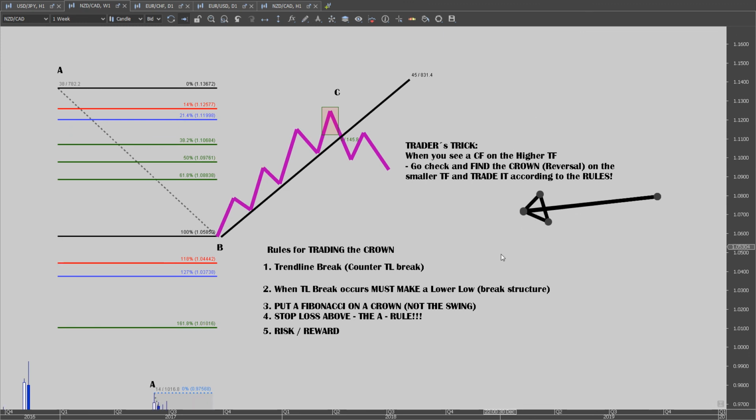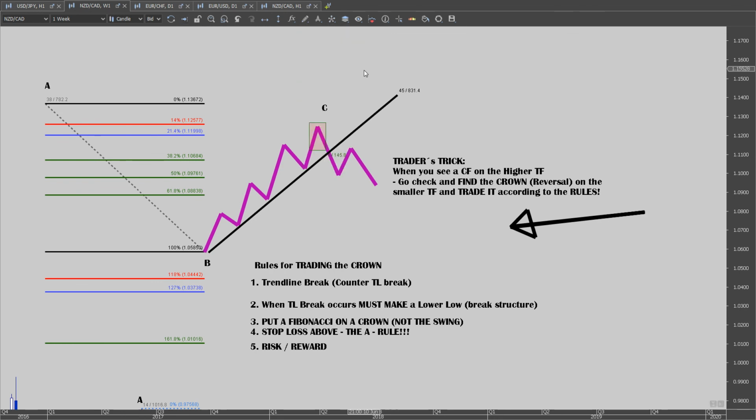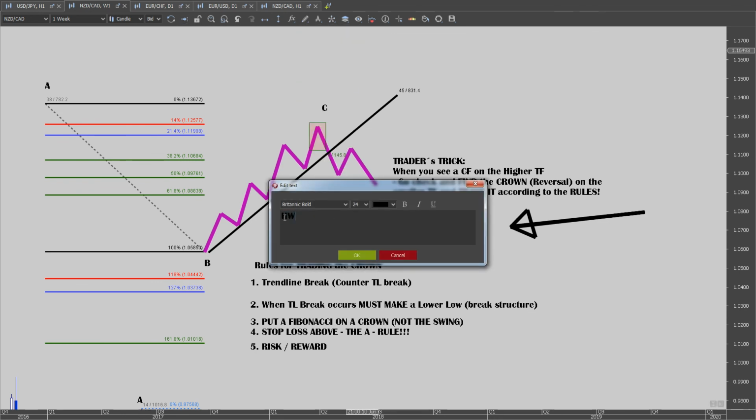Okay, so before we finish today, homework, everybody, if you want. Homework: find candlestick formations on higher time frames and find the crowns or the crown reversals on the smaller time frames. I'm going to answer to you, time to shine. Just give me a second.